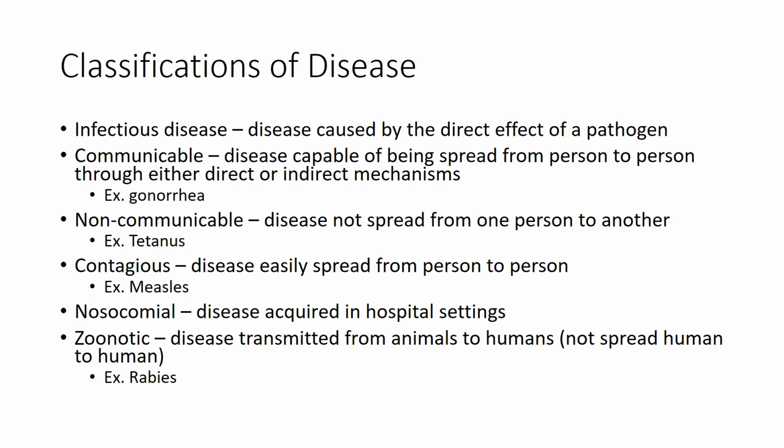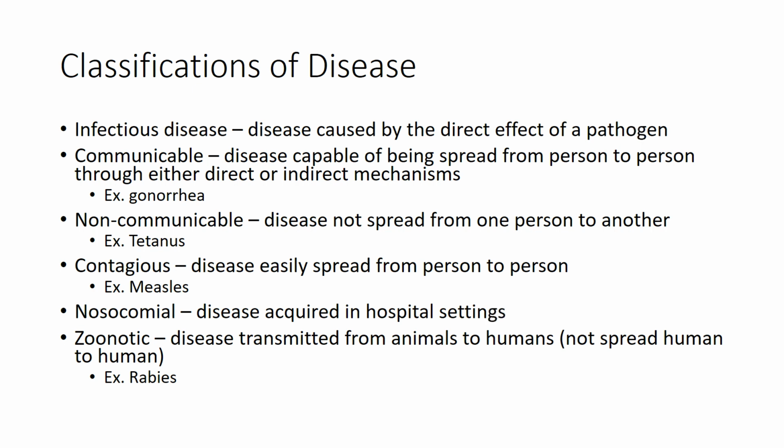Non-communicable means that you can't get that disease from another person. You're going to get it from something like a water source, a food source, soil. The example I have on the computer is tetanus. Tetanus you can only get from a spore in the dirt going into your body. So you can be around somebody that has tetanus forever, and you're never going to get tetanus from that person.